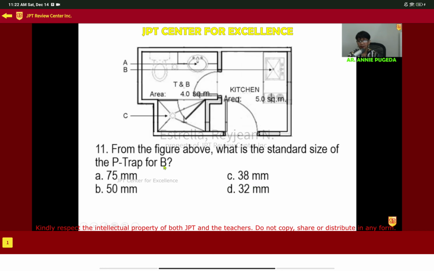Nakatapat ng inches setting. What is for the B? B is your kitchen sink. So, kitchen sink yan. Therefore, 2 inches din yan. 50 mm. And here comes not a floor drain but a shower drain. So, the P-trap for the shower drain is 2 inches. 50 mm din. Okay? Next.